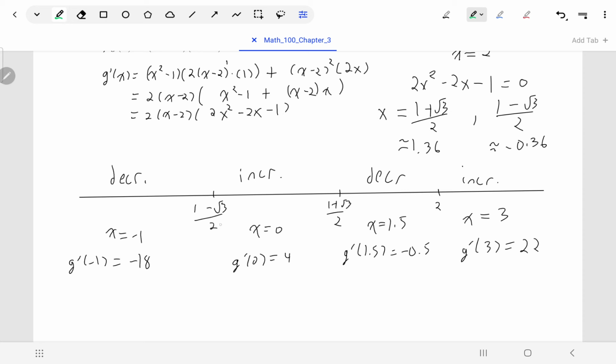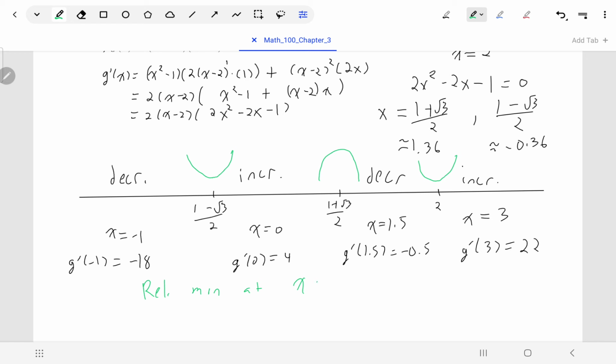at the first critical number, we went from decreasing to increasing. So, from the second critical number, we went from increasing to decreasing. And at the third critical number, we went from decreasing to increasing, which means, looks like we have two relative minima.